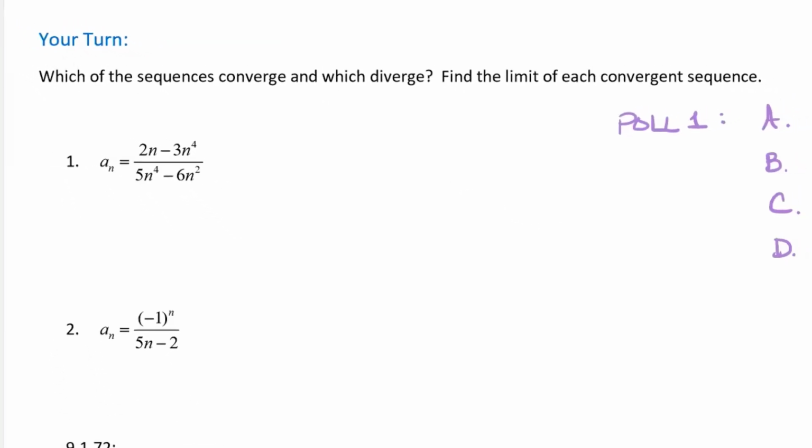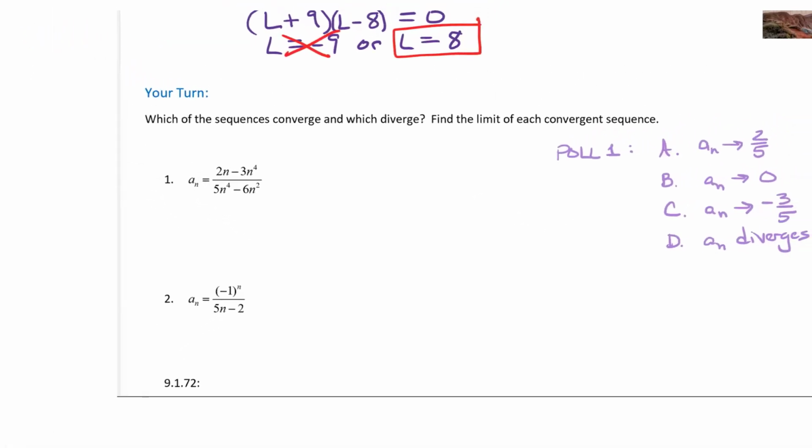All right, so the most popular option was C, and that is correct. Very good. So if you got C, can you tell me what your reasoning was? How did you go about solving the problem? The highest power. That's right.